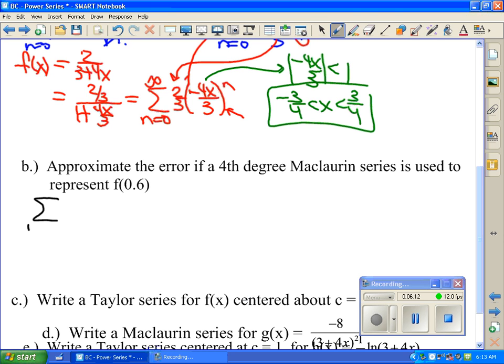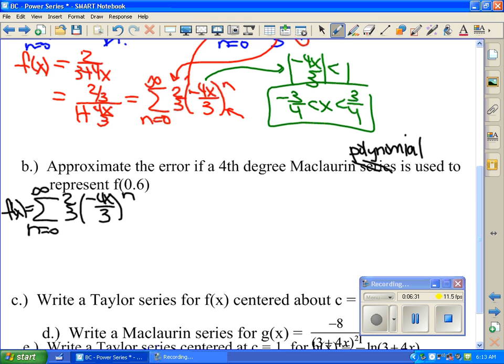So, my series was n equals 0 to infinity, 2/3 times -4x over 3 to the n. This is what f of x equals. Now, I'm going to use a fourth degree Maclaurin, and I guess this should technically be a polynomial. And so if I were to write out the fourth degree Maclaurin polynomial, then it's not f of x equals anymore, it's f of x is approximately, because I'm only using a partial sum of the entire series.